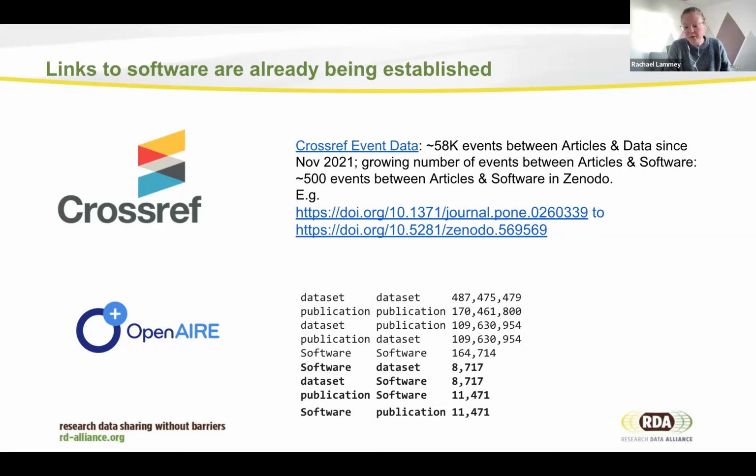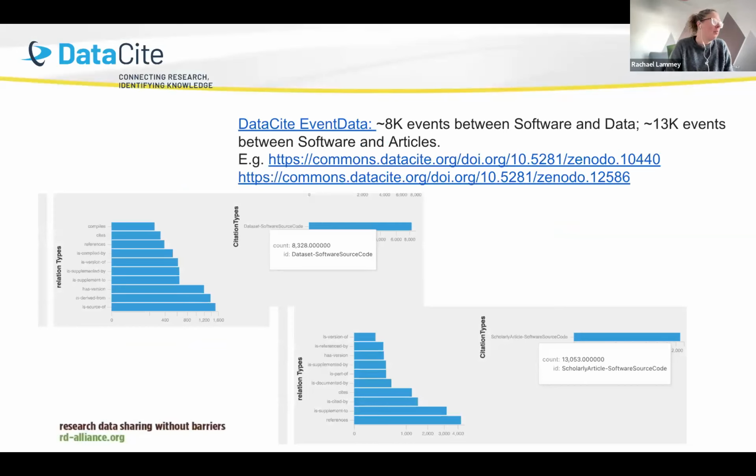Bringing in a more standard mechanism to support these will make them easier to use and track, and to reward and recognize researchers for sharing more of their scientific process. And from the DataCite perspective, again, there are certainly thousands of events already existing between software and data, and around 13,000 events between software and articles.